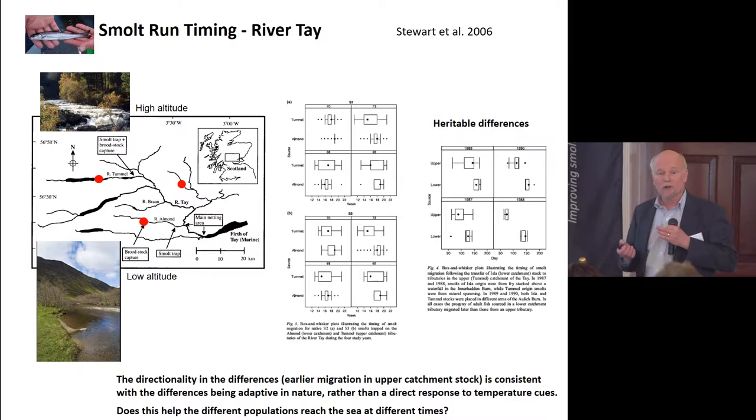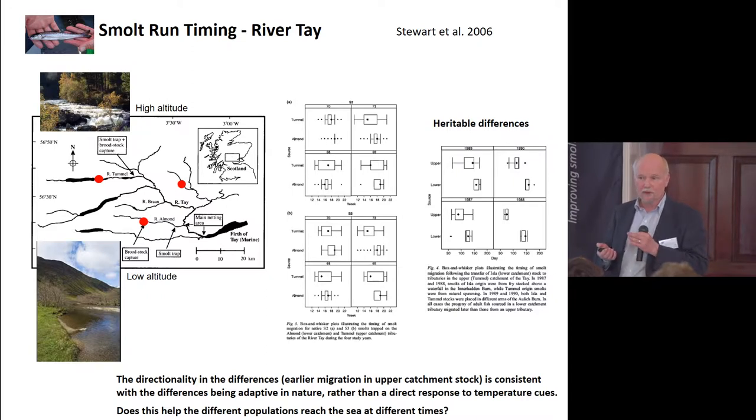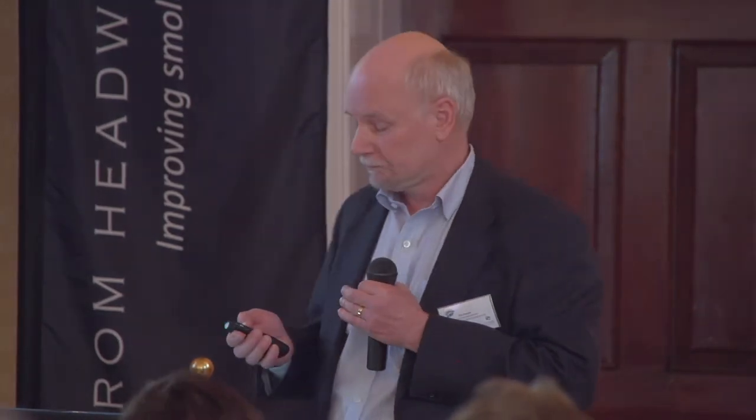And if smolt timing when they arrive at the sea is important, the question is, are they doing this so that they arrive at the same time in the estuary so they can go out at the same time? Or are they in fact arriving at different times? Because arriving at different times may be important for whatever is held in store for them in the marine environment. If they're going to the same place, maybe they want to go at the same time. If they're going to a different place, do they want to go at a different time?